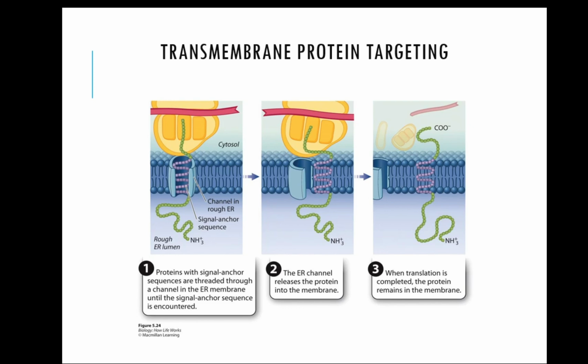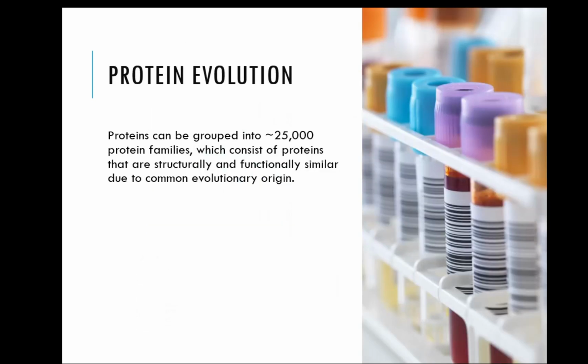So proteins evolve just like everything else. We have about 25,000 different protein families. We group proteins really by their sequence and by different structural elements.